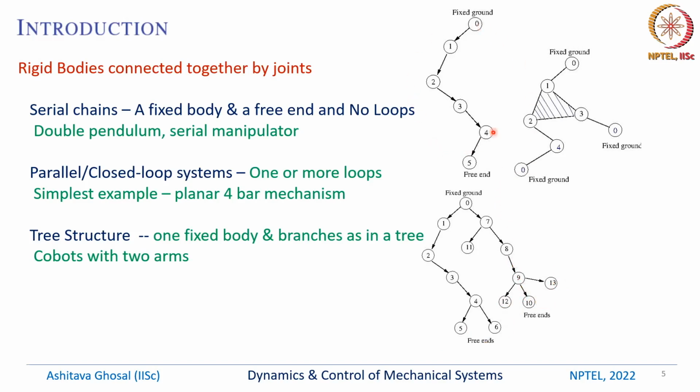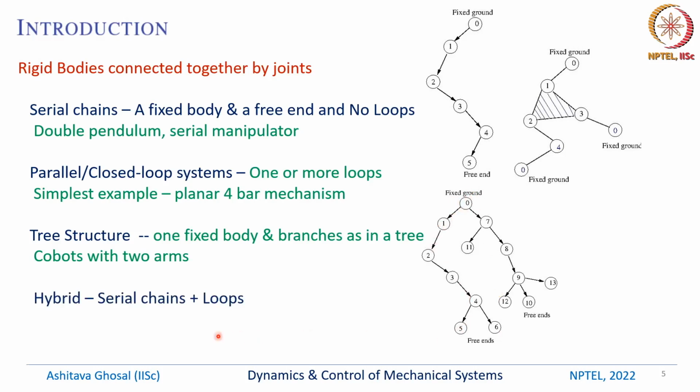So in the serial chain, there was one fixed ground and one free end. In the parallel or closed loop systems, there are many fixed grounds and there are many loops. Here there are no loops, but starting from a fixed ground, I can have several branches. Okay.